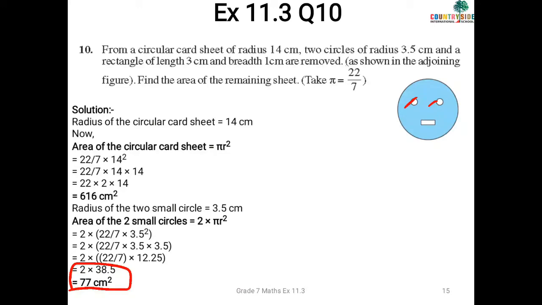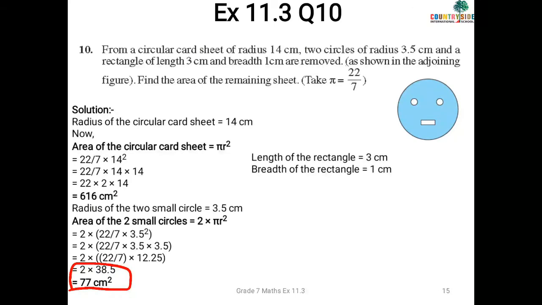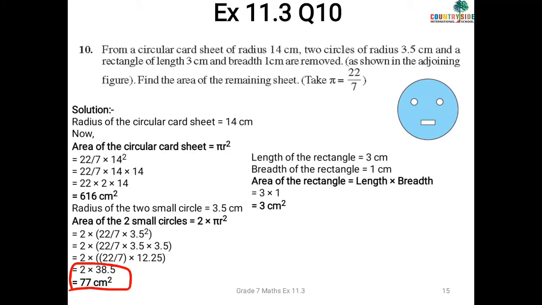Now simply we have to find the area of this rectangle. So what is the area of a rectangle? Length into breadth. Yes. So length is 3 centimeter, breadth is 1 centimeter. So length into breadth, that is 3 into 1, that is 3 centimeter square. Now it becomes very easy. 616 minus this and this. So you will get the remaining part.